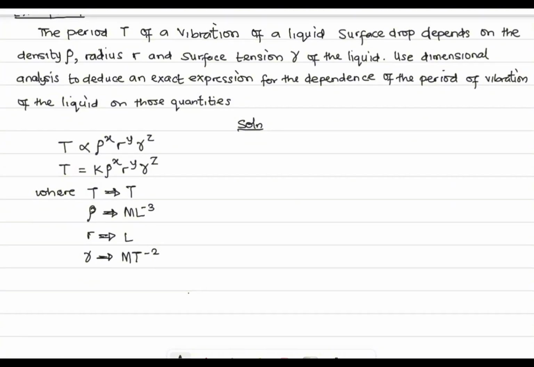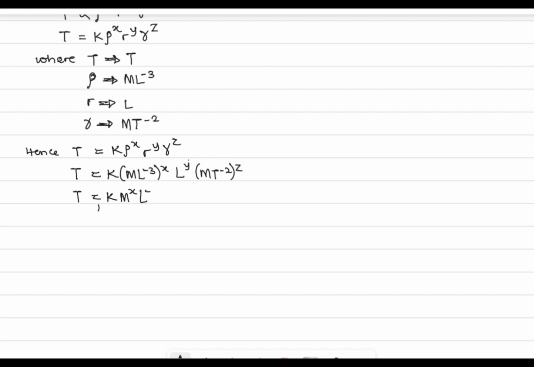Okay, so let's get the exact expression now. We go back and put this into the formula for our period. So hence we know that T is equal to K, the density raised to power X, radius raised to power Y, and surface tension raised to power Z. Put in their dimensions, this will be T again, K, and for density, m L minus 3 raised to power X, radius L raised to power Y, and surface tension m t minus 2 raised to power Z. So this gives us T being equal to k m raised to power x, L raised to power minus 3x, L raised to power y, m raised to power z and t raised to power minus 2z. And so let's simplify further.